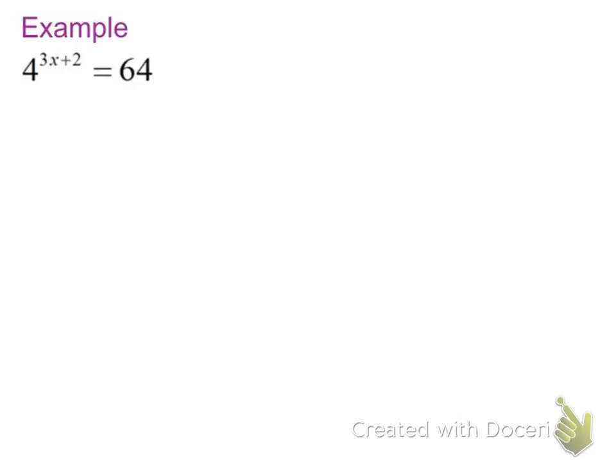So here's the first example. 4 to the 3x plus 2 power equals 64. Well, the cool thing about this is that 64 can actually be written as 4 to the third power. So we have both sides having a base of 4. And what we can simply do is just take the exponents and set them equal to each other, just dropping the bases of it. And then going ahead and solving for x.